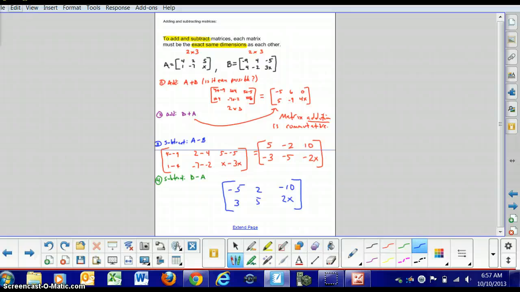Okay, let's see how you did. In order to subtract matrix A minus matrix B, simply subtract 4 minus negative 9, and then over here in row 1, column 2, subtract 2 minus 4, and so on and so forth. And when you're all said and done, you should have this matrix here as the difference between matrix A and matrix B. And then down here, switching the order, all it really does is it changes the signs on all the elements. So you should have negative 5, positive 2, negative 10, positive 3, positive 5, positive 2x. And as with anything, if you find a mistake, please let me know in class tomorrow.